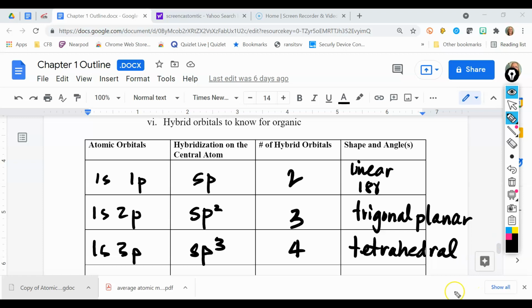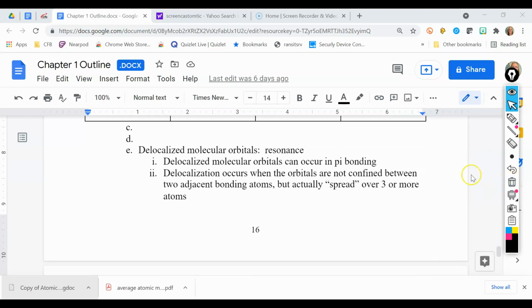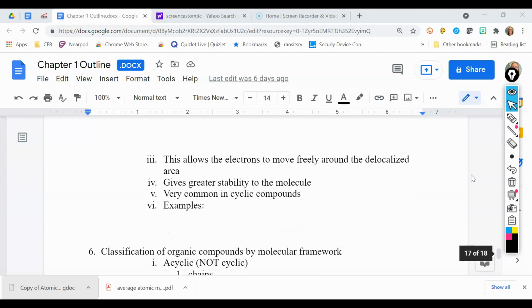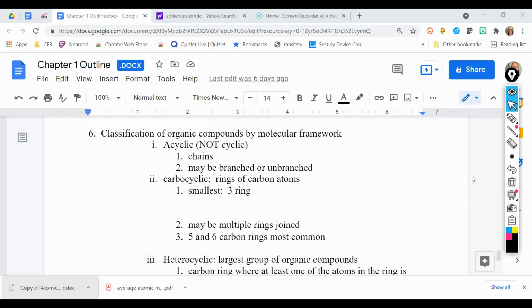Okay, you do not have to know any more than that for IB. So in AP they have to know more hybridization, but in IB no. All right, so we're going to move things along here. We are going to talk more about delocalized molecular orbitals, but we're not going to worry about them at this time. So we are going to get into the classification of organic compounds.